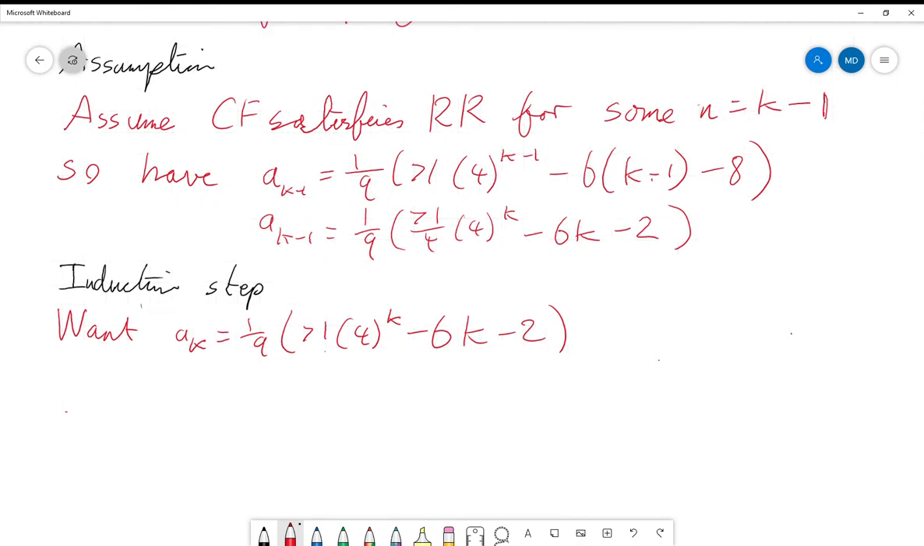What we have is, of course, this. So we're going to use the recurrence relation because we also have the recurrence relation. The recurrence relation is the original thing that we were given, and we want to show that the closed form works for it. So we want to plug our assumed closed form into it to get our AK. So our recurrence relation is AK is equal to 4 lots of A(K minus 1) plus 2k, if I am not mistaken.